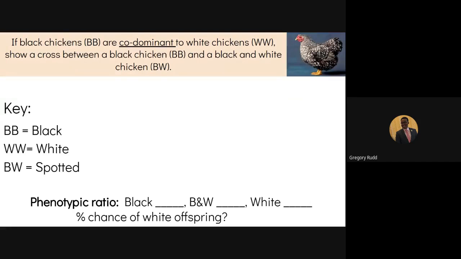Lastly, we have the heterozygous genotype. This is the one that we focus on. This heterozygous genotype is BW. It's hetero because we've got two different alleles. We've got a B and we've got a W. And because this is codominance, this leads to a spotted phenotype. Spotted because we've got, as we can see with the chicken in the top right, both white and black present in the chicken's coat.